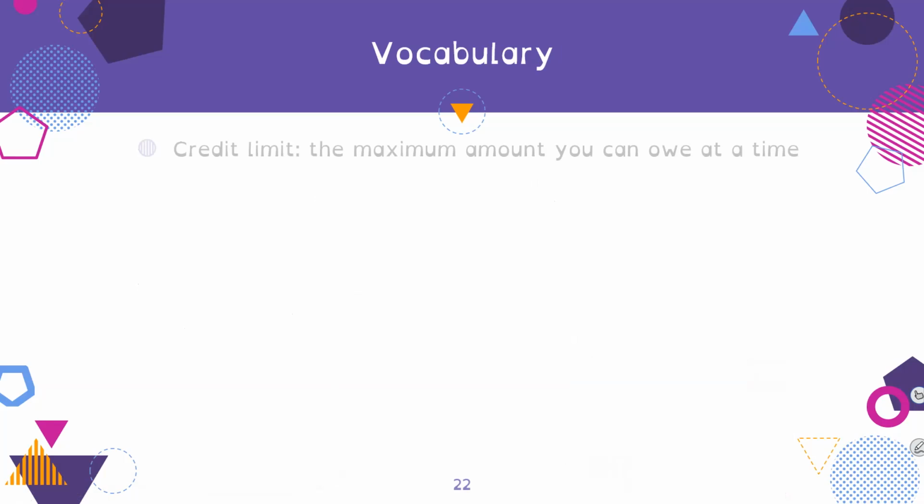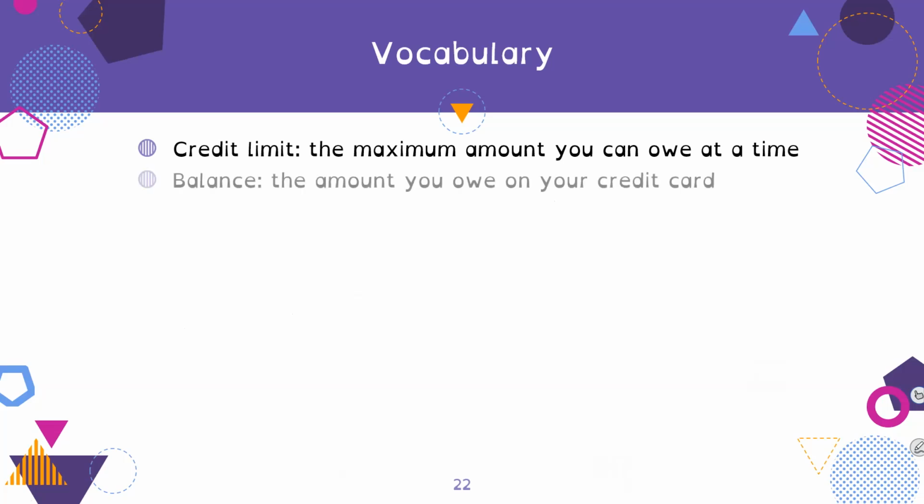Okay, so let's learn a little bit of vocabulary. Credit limit means the maximum amount of money you can owe at one time. That's them saying, we're willing to lend you this much money at one time before we won't lend you any more until you pay it back. The balance is the amount you owe on your credit card. So your credit limit might be $2,000, but your balance might only be $100 because you've only borrowed $100. And so you still have more room, more credit available.